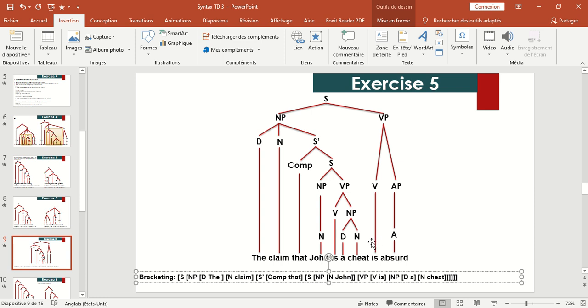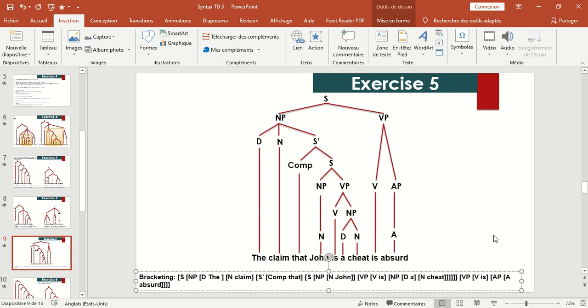the noun phrase. This is a complex noun phrase. 1, 2, 3, 4, 5, 6. Then we move to the VP, which is composed of a verb, which is "is," close the verb, and an AP composed of just one adjective, which is "absurd." We close the adjective, the AP, the VP, and the sentence. 4 brackets, 1, 2, 3, 4. We have a correct sentence.